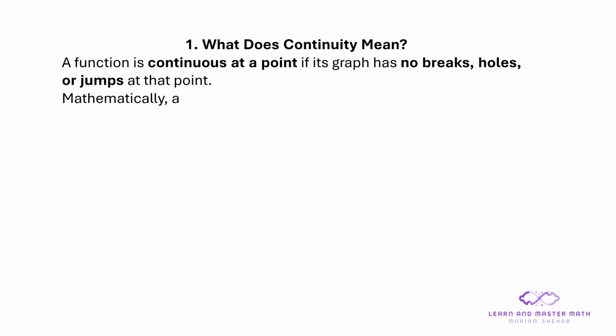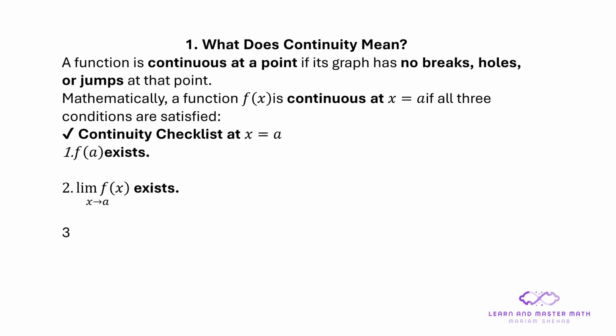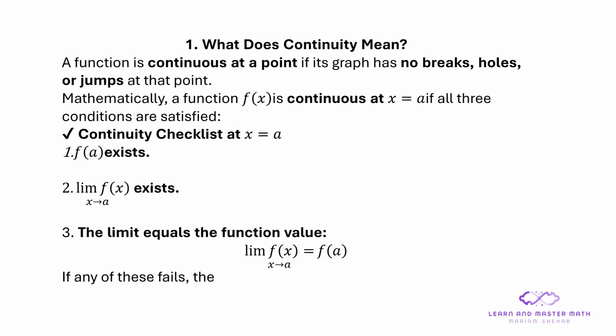at that point. Mathematically, a function f of x is continuous at x equal to a if all three conditions are satisfied. f of a exists, the limit as x goes to a of f of x exists, and the limit equals the function value. It means the limit should match f of a in steps 1 and 2. If any of these fails, the function is not continuous at a.